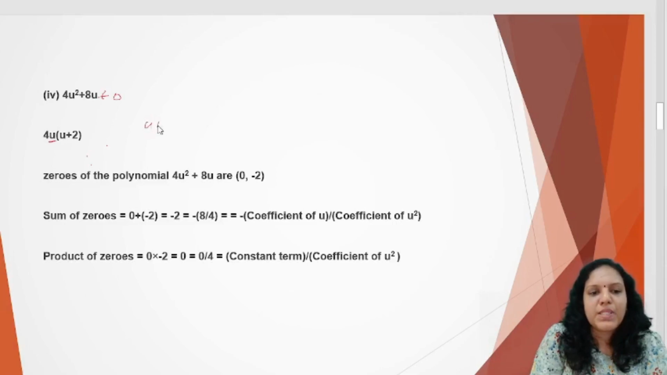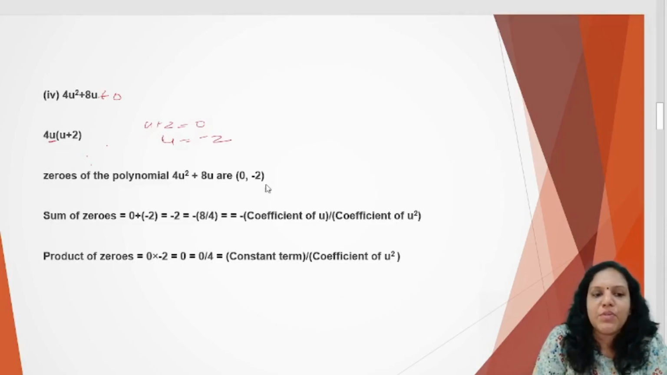If u plus 2 is equal to 0, then u is equal to minus 2. So one of the zeros is minus 2 and the other one is 0. So the two zeros of the polynomial 4u squared plus 8u are 0 and minus 2. Let's verify the sum of zeros, which is 0 plus minus 2, equal to minus 2, and equal to minus the coefficient of u divided by the coefficient of u squared. Minus 8 divided by 4 is equal to minus 2.